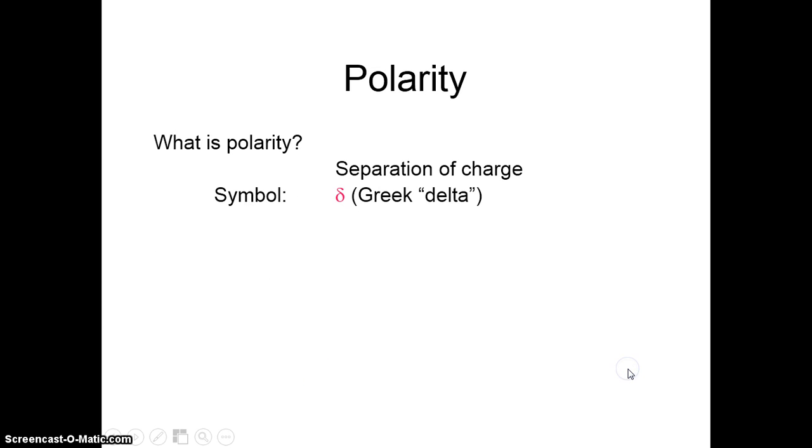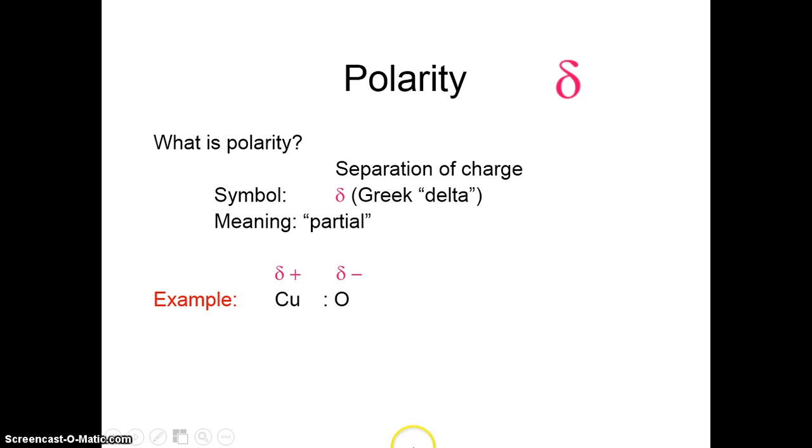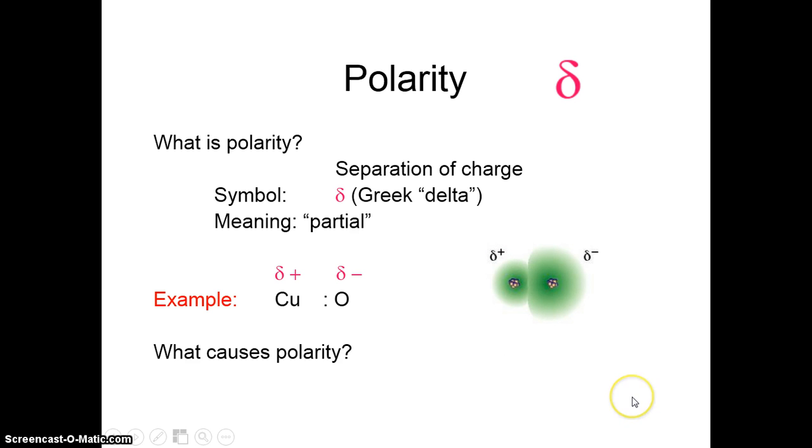Polarity is the separation of charges, and we're going to use the symbol for delta, and it means partial. So for example, oxygen has a higher electronegative value than copper, so oxygen will keep the bonding electrons in its orbitals most of the time, making it slightly negative, and that leaves copper being slightly positive. So there's a polar attraction between those two. And this is kind of what it would look like sketched out. Here are their nuclei in the center here, and the electron clouds. We see that oxygen is going to have the electrons more of the time and be slightly negative, and copper is going to be slightly positive because oxygen is bullying copper and taking the electrons more of the time.